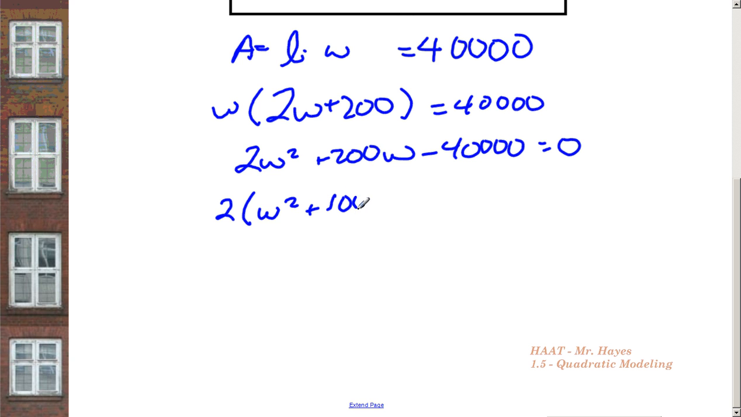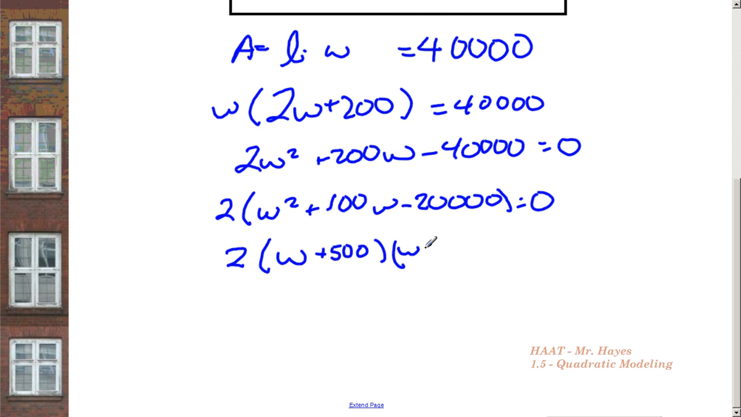So then you can get w squared plus 100w minus 20,000 equals 0. So you need to find two numbers that multiply out to be 20,000 and add up to be 100. I guessed plus 500 and minus 400. 4 times 5 is 20, add on 2 zeros. Wait, that's not enough. I guess that would be a mistake. All right, we'll do the old-fashioned way.